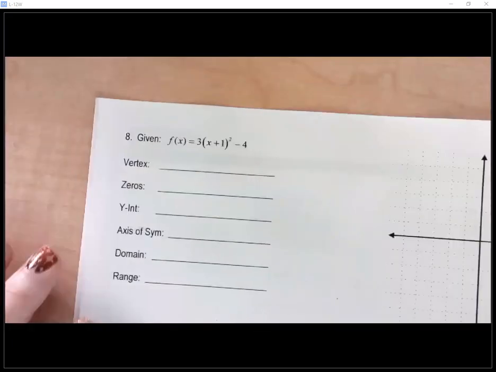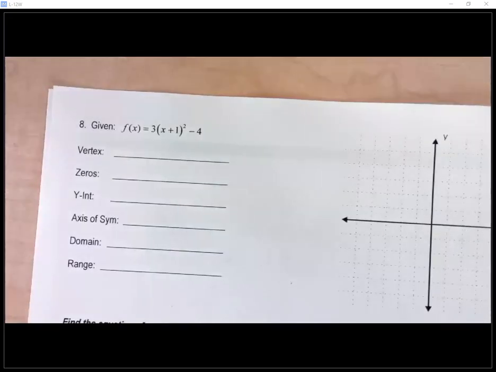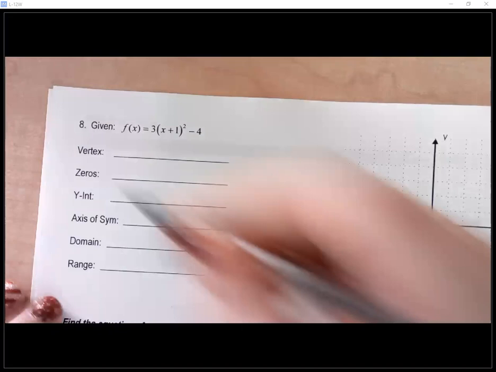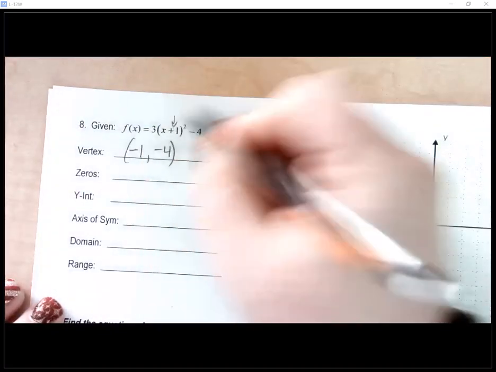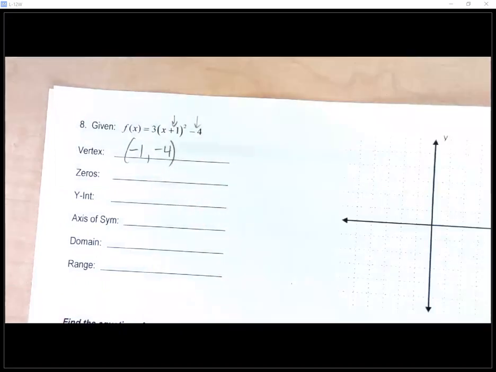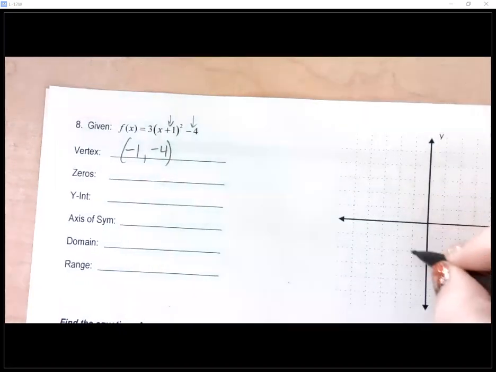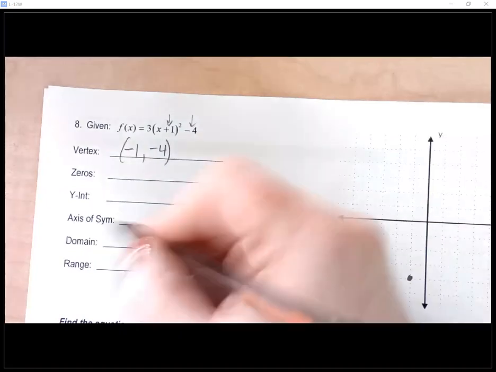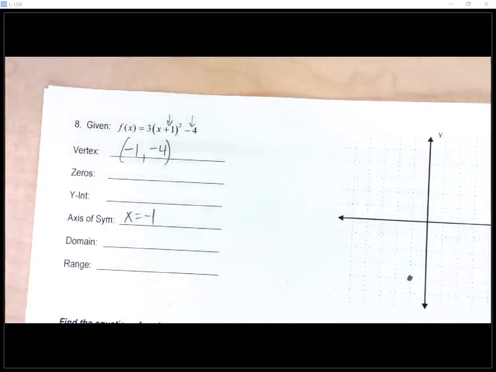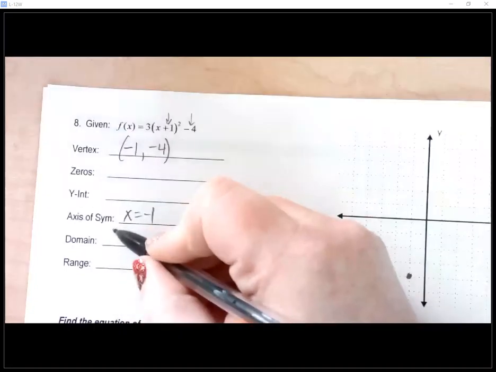We gotta fly through this because we don't have a lot of time. This one's in vertex form. So you can look at this one and tell me what the vertex is. What is it? -1, -4. It's always the opposite of that guy, and whatever that one is, you leave it as you see it. So -1, -4. All right, great. So that means you know the axis of symmetry. You already know the domain. All reals.